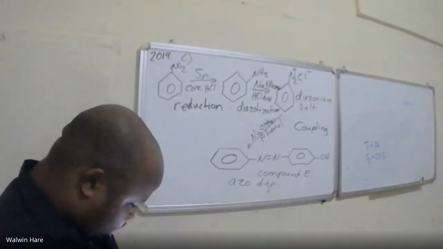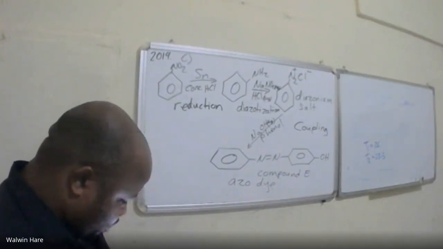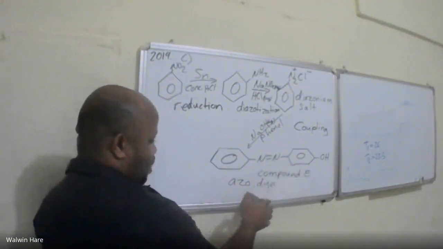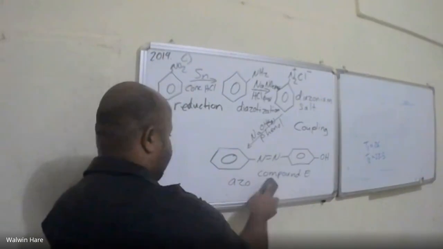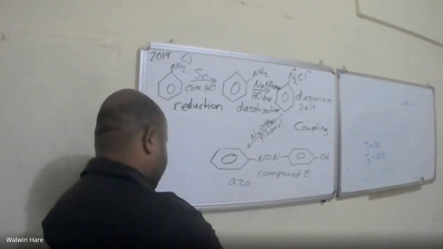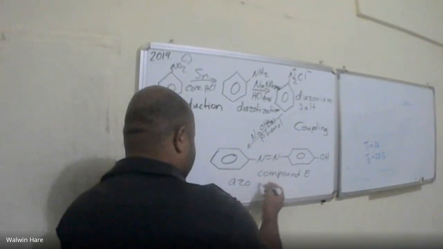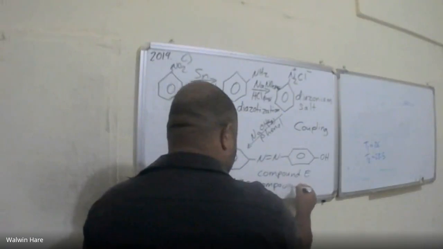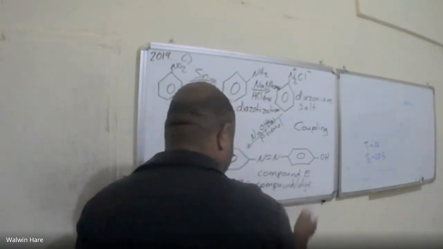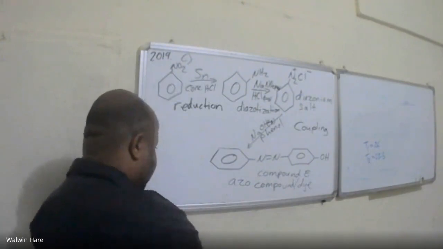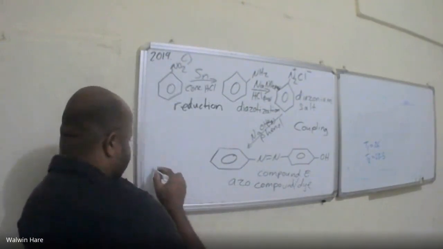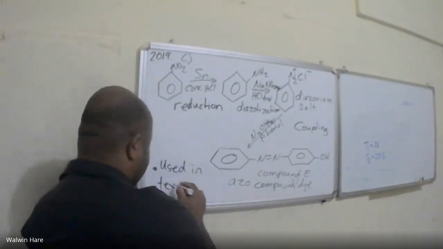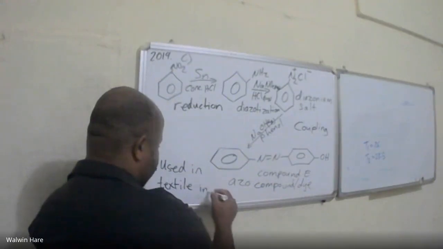It says state the class of compounds to which E belongs. So the class of compounds to which compound E belongs is an azo compound. We can still say azodye. So we want to say azo compound or azodye. And they are used in the textile industry. So one use of it is in the textile industry.